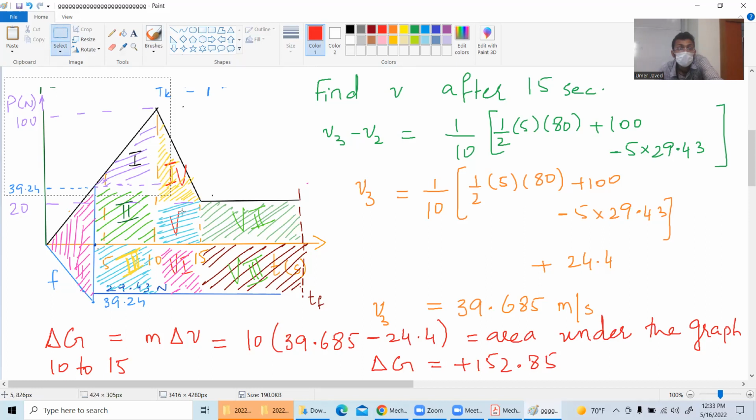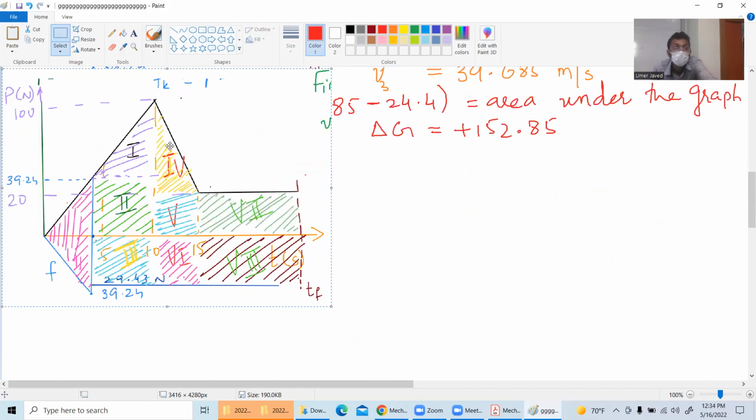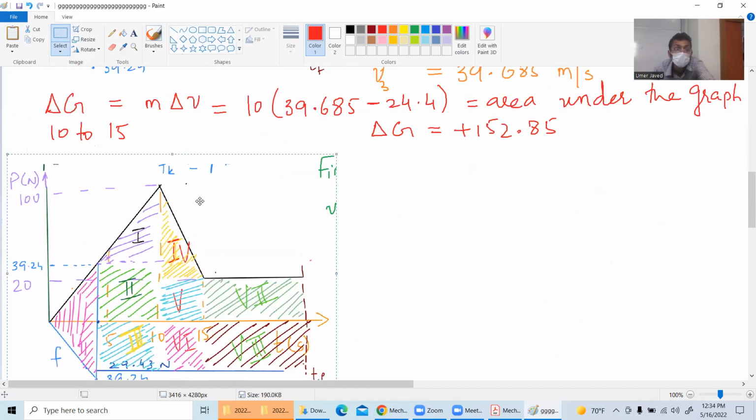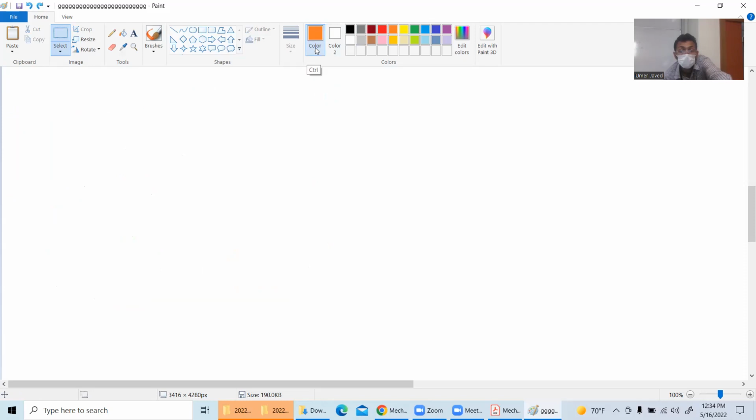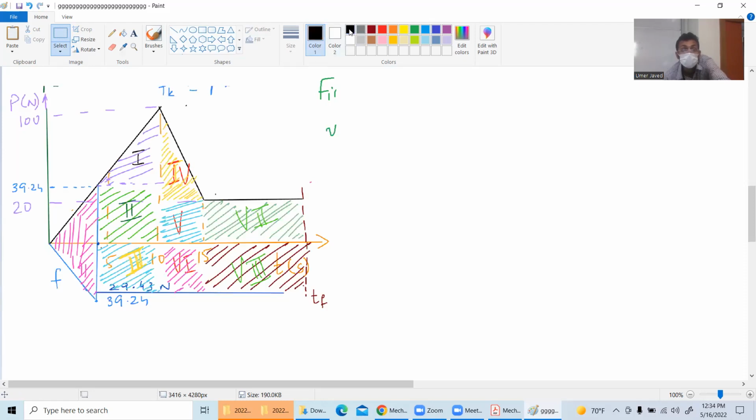Okay. The final part is: find the time when the object stops. Find the time when the object stops. So in order to do it, what is your strategy? V4 equal to 0. Find the time when the object stops, TF, right?